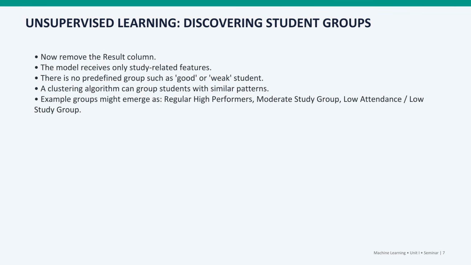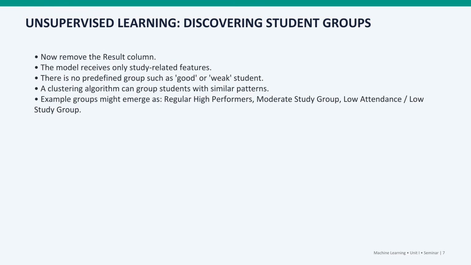Unsupervised learning. Now let's look at the same scenario from a different perspective. For unsupervised learning, we remove the result column. Why do we remove it? Because unsupervised learning works with unlabeled data, while supervised learning works with labeled data.